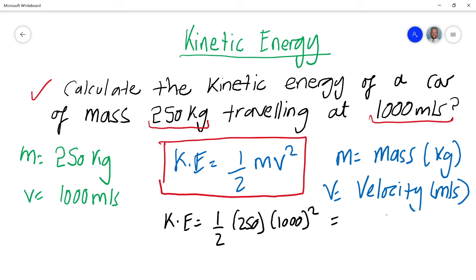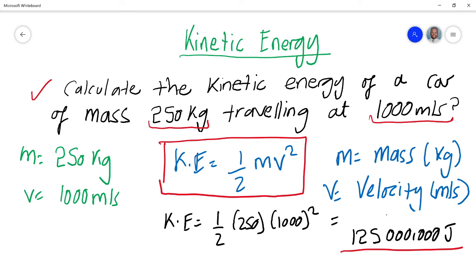So we get 1,000 squared times 250 and divided by 2. So you're going to get a huge number here. That's 125 and 6 zeros, 1, 2, 3, 4, 5, 6 joules. So the unit for kinetic energy is joules, just like potential energy or any other forms of energy. So what we need to do is get the 1,000, square it, multiply it by 250, and then divide it by 2, and you're going to get this huge number here. 125 million joules of kinetic energy.